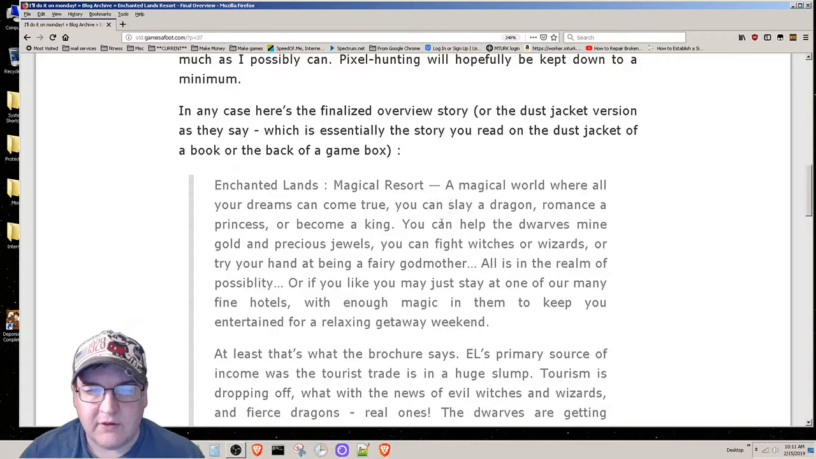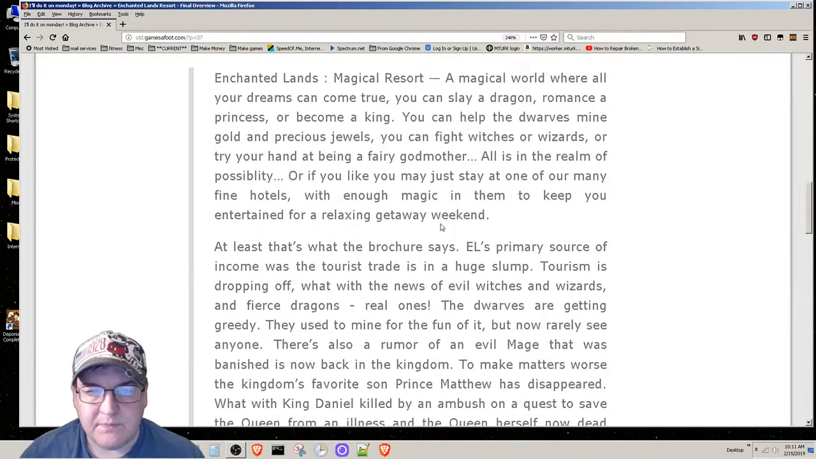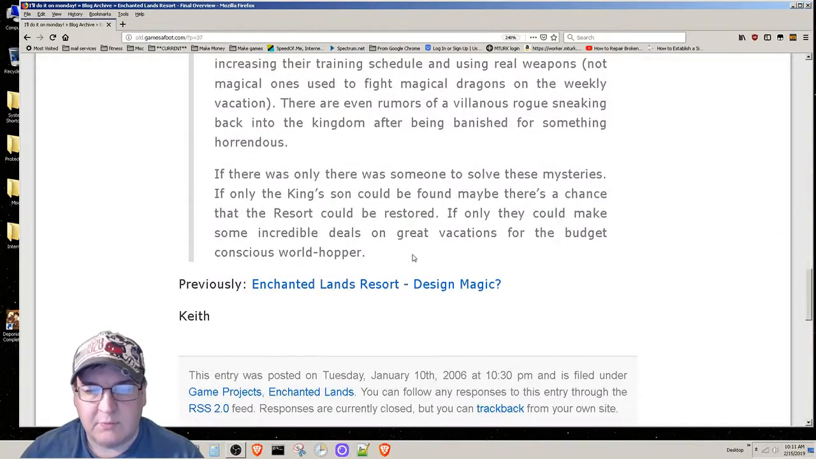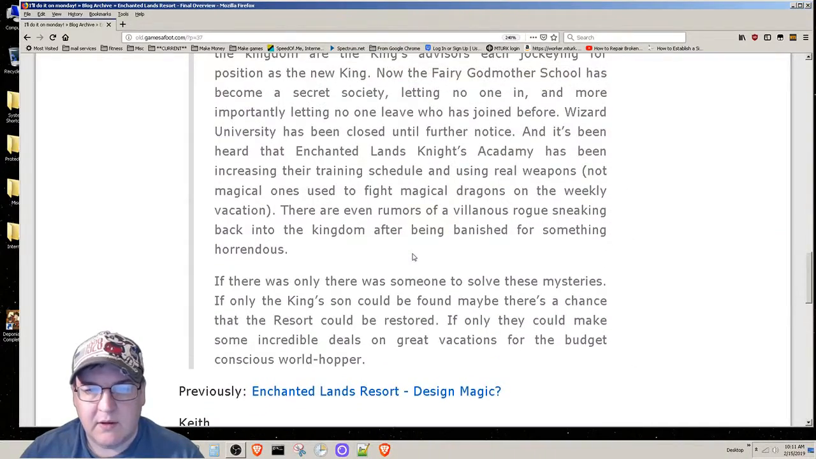Finalize overview story of the Dust Jacket version, as I say. RPGs become true, slay dragon, romance prince, become king, dwarves mine, realm of possibilities, stay at one of our many fine hotels. Actually, this is all pretty much the same. There are even rumors of villainous rogues sneaking back into the kingdom after being banished for something horrendous. There's only someone to solve these mysteries. If only the King's son can be found, maybe there's a chance that the resort can be restored. If only they could make some incredible deals on great vacations for the budget-conscious world hopper.